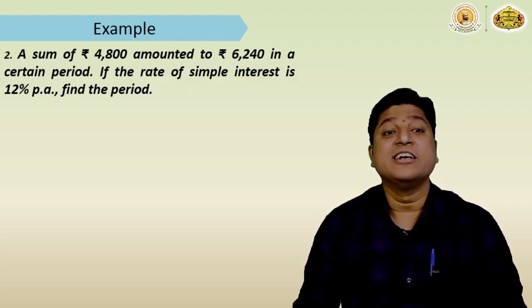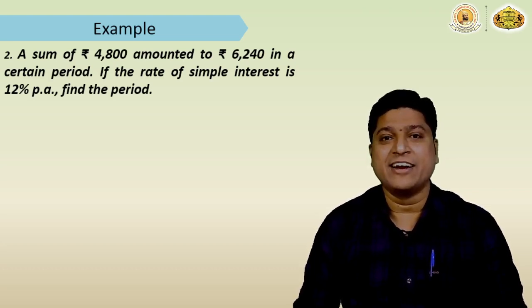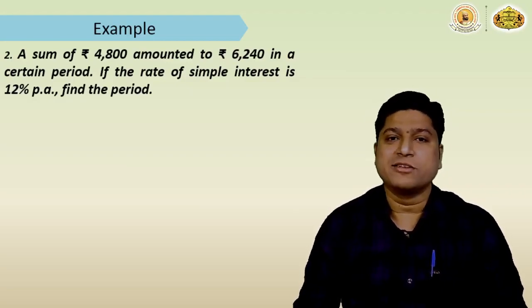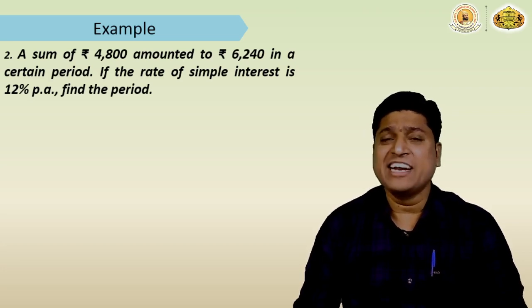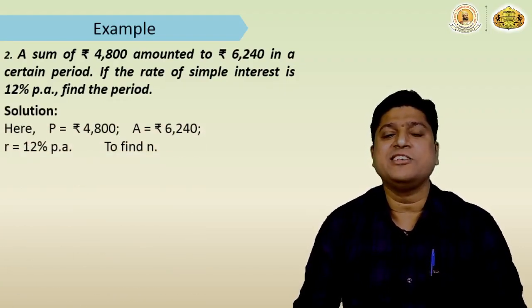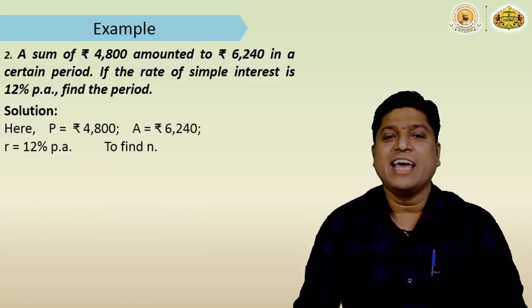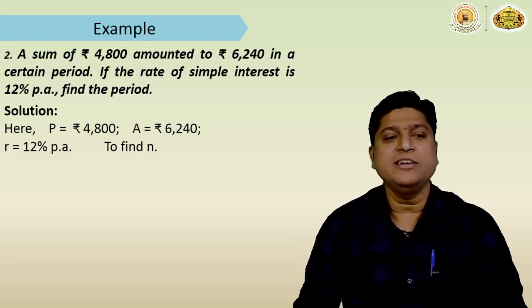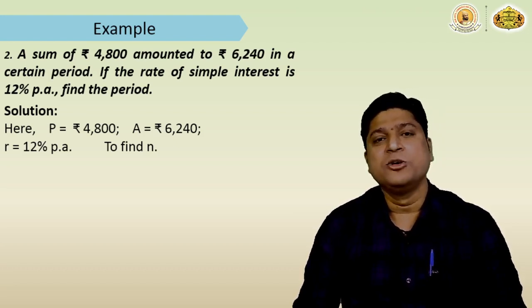They have not given us the period, but they have told us the sum is 4,800 and amounted to, that means they have given us A, capital A, that is 6,240. If the rate of simple interest is 12%, find the period. Directly they have asked us to find the period. Here in this example, if you notice, they have given us sum, that is P is equal to 4,800, A is equal to 6,240, R is equal to 12% per annum, and they have asked us to find N.